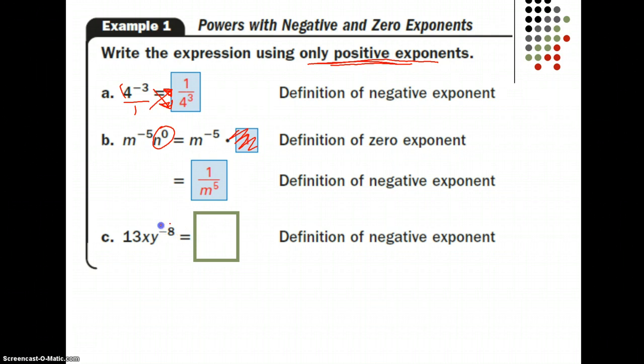For part C, the negative 8 is only with the y. If it was with the other numbers, there would be parentheses around it and the negative 8 would be outside the parentheses. Here it's only with the y. So that means what we're moving to the denominator is just the y to the negative 8th power. So I have 13x in the numerator and y to the 8th power in the denominator. Only move the power that has a negative exponent.